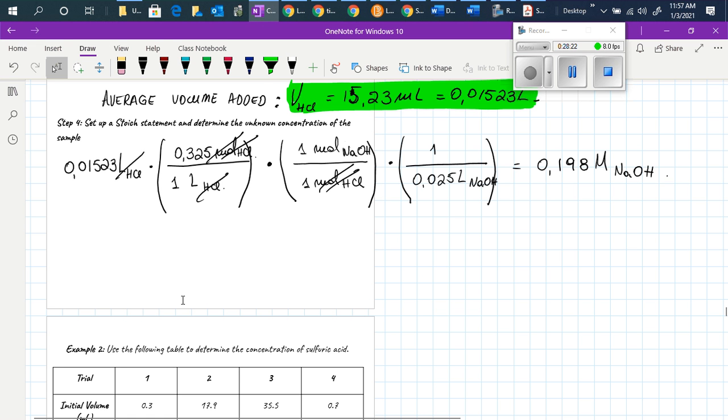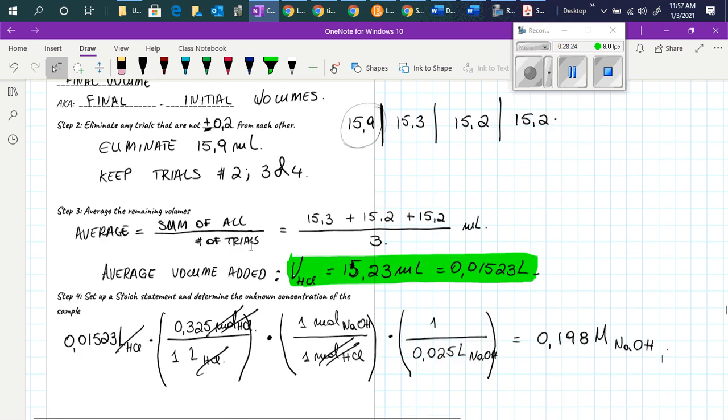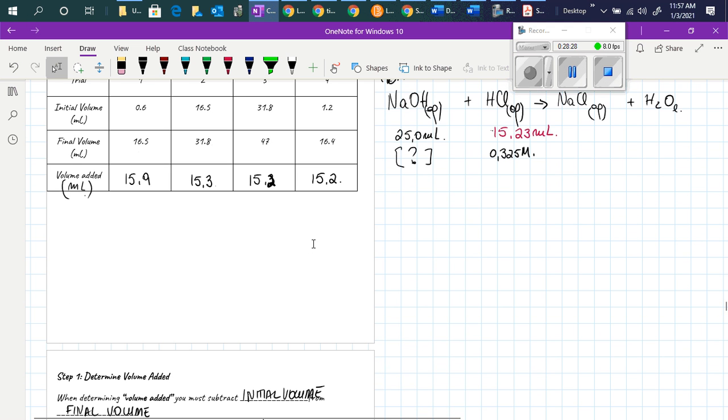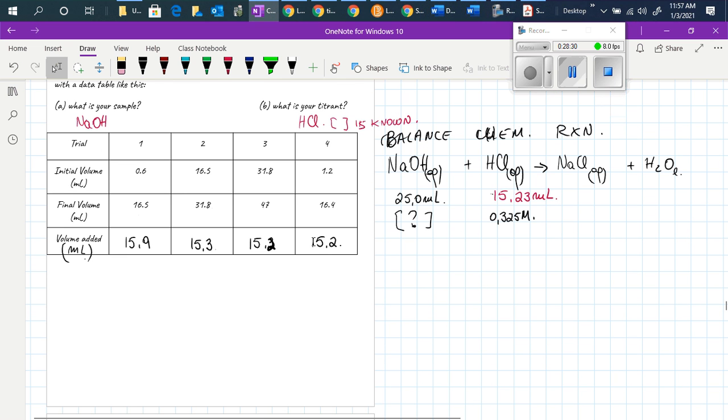So if we wrap it up again, we have set up the titration, and then based on the trials, we figure out the volume that is added.